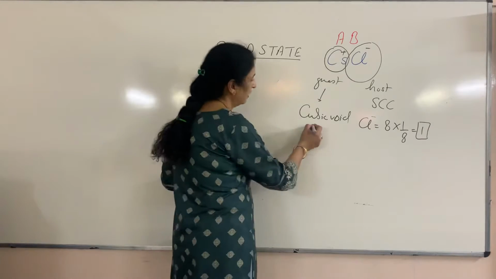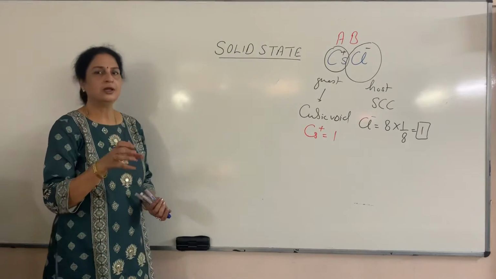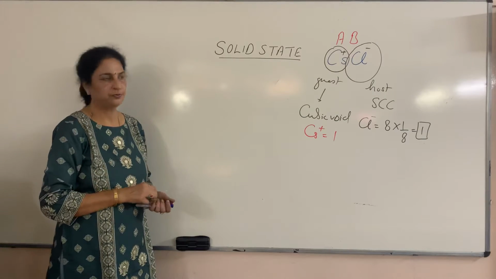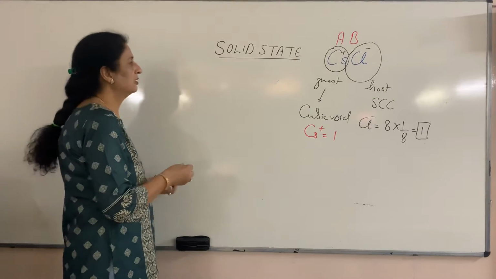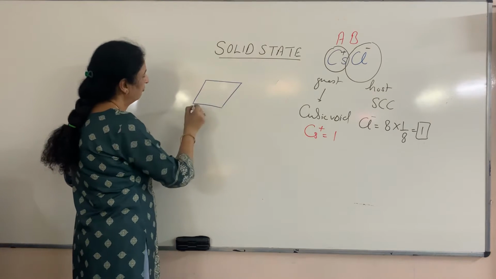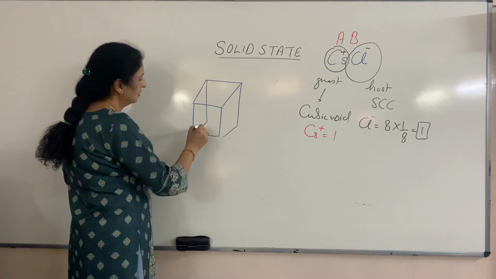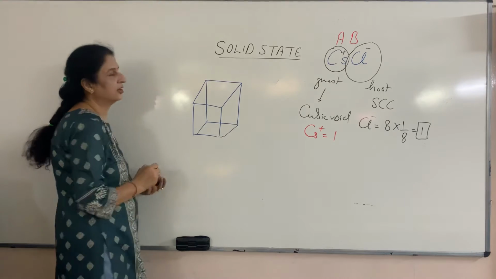So, what will be the number of cesium ions? It will be 1, 1 inside 1 cube. We can understand this structure with the help of a diagram, and we will find a very important relation between the radius of cation and the radius of anion.